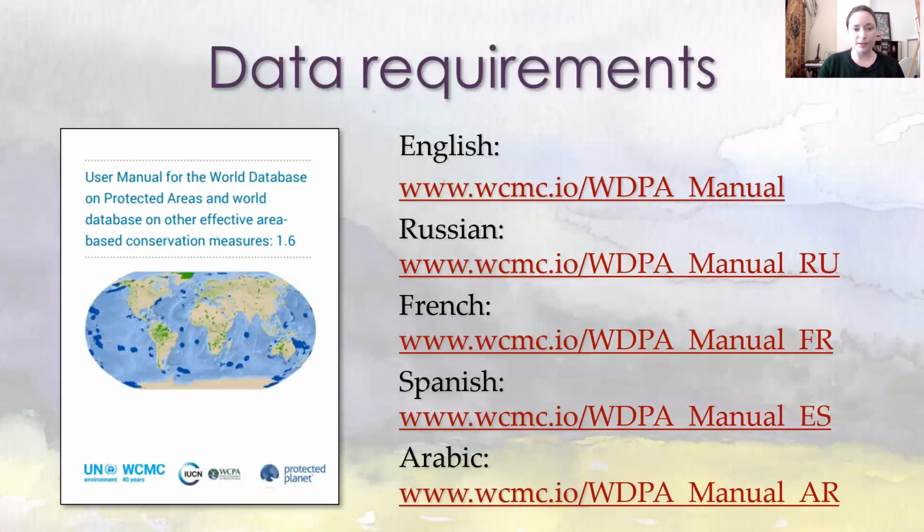The second is tabular data in the format of the WDPA schema. This includes basic information like the name and the status and the governance type of the protected area. And again, full details are available in the manual. We also require information on the source of the data. And finally, we require a signed data contributor agreement for which a template is available in the manual.